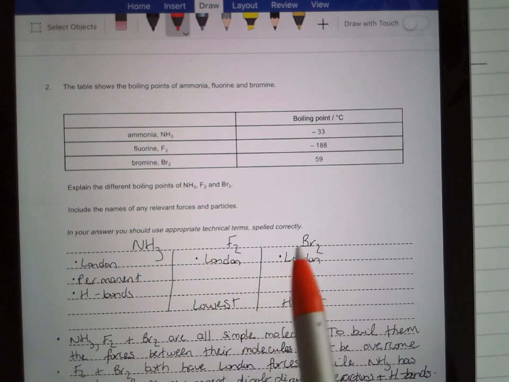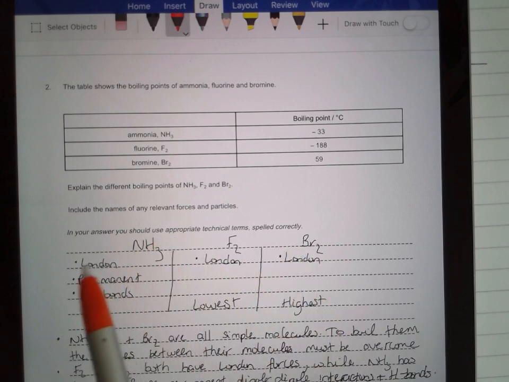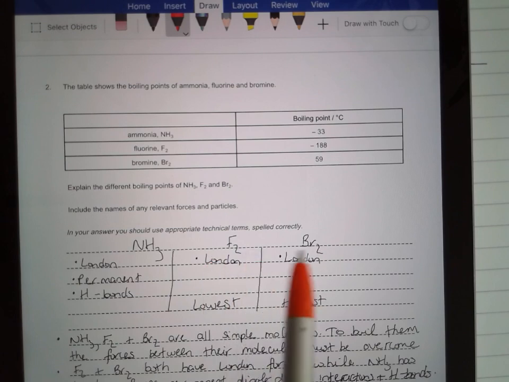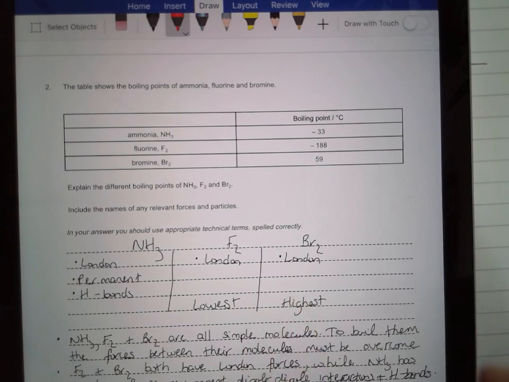They've only got London forces between them. Ammonia, on the other hand, has London forces, because all molecules do. It's also got permanent dipole-dipole, and it's got hydrogen bonds. Just jot down the intermolecular forces that each molecule has, and then I've told myself that fluorine has the lowest boiling point and bromine has the highest.